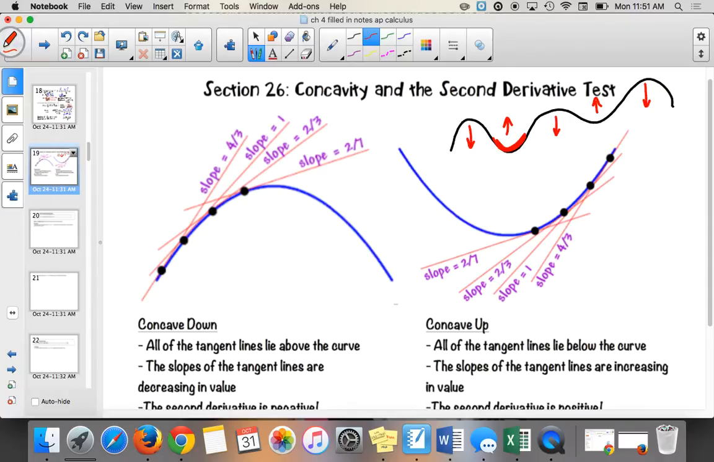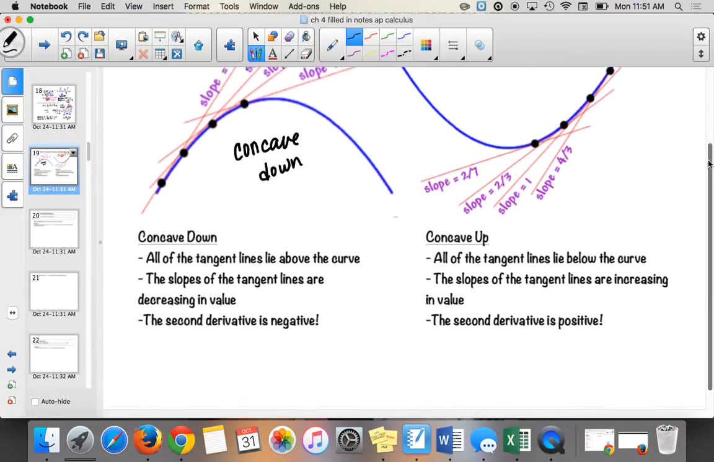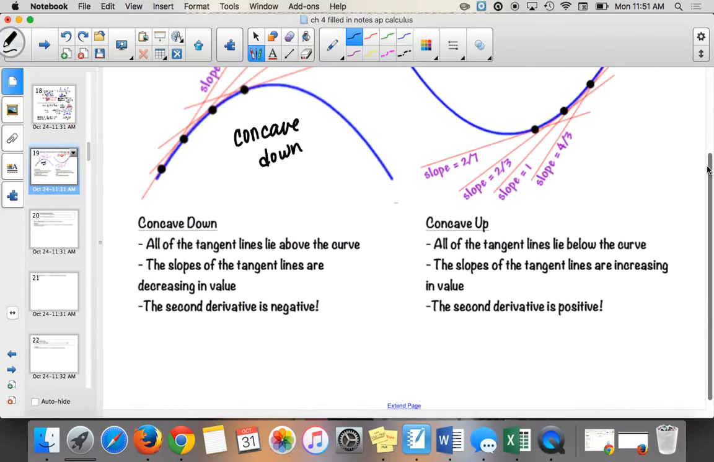Down, like that, okay? And if you did draw in all the tangent lines, when something's concave down, as you go from left to right, those tangent lines are getting less steep, okay? And even over here, they're continuing to be more negative, more negative, more negative, okay? So you guys kind of have that sketch to help you out. Does that make sense? You guys get it?